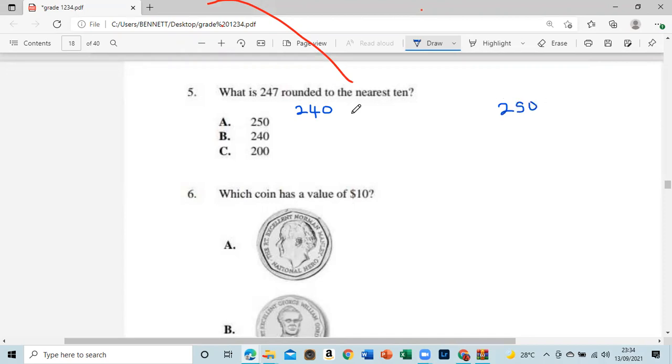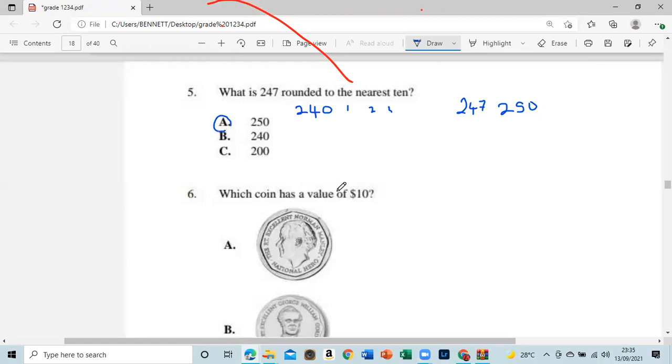We'll find it practical. This is 241, 240. If you go 241, 242, 243, and so on, it goes all the way up. So it's actually about distance, guys. For 247, you need 3 more to go to 250. So the nearest 10 would actually be 250.